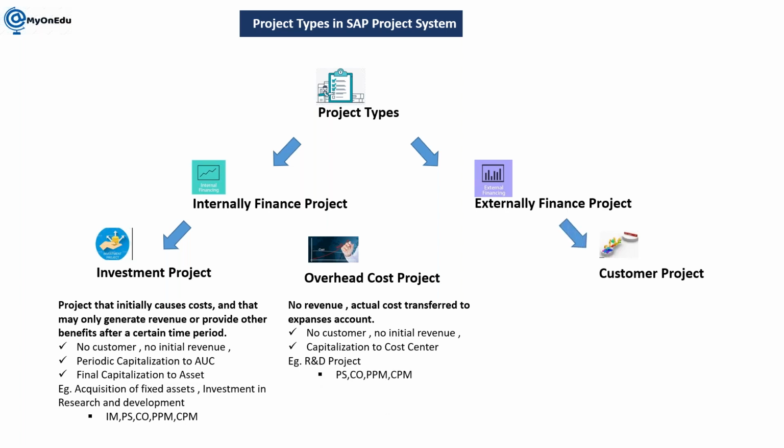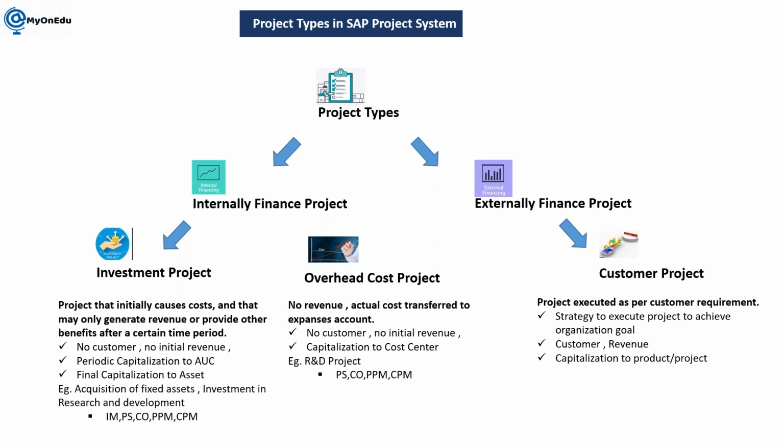Next is the externally financed project, which we also call a customer project. These projects are executed as per the customer requirement, and the strategy for how we execute it has to be defined from the customer side. The customer will be there, revenue will be there, and capitalization will happen in the product or project. Examples are engineering, construction and operation project, ECO, and MTO, make to order.